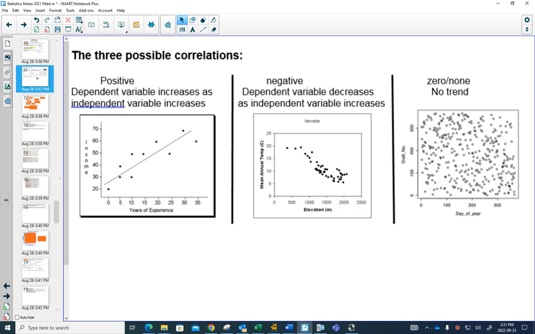If the dependent variable increases as the independent variable increases, we call that a positive correlation. Here is a very typical example. The longer you work at something, the higher your income gets. For teachers, this is especially true. In the first 10 years of a teaching career, you get a raise every year. And then in the 11th year, they say, too bad, so sad, no more raises for you. So you plateau as far as your raises go.